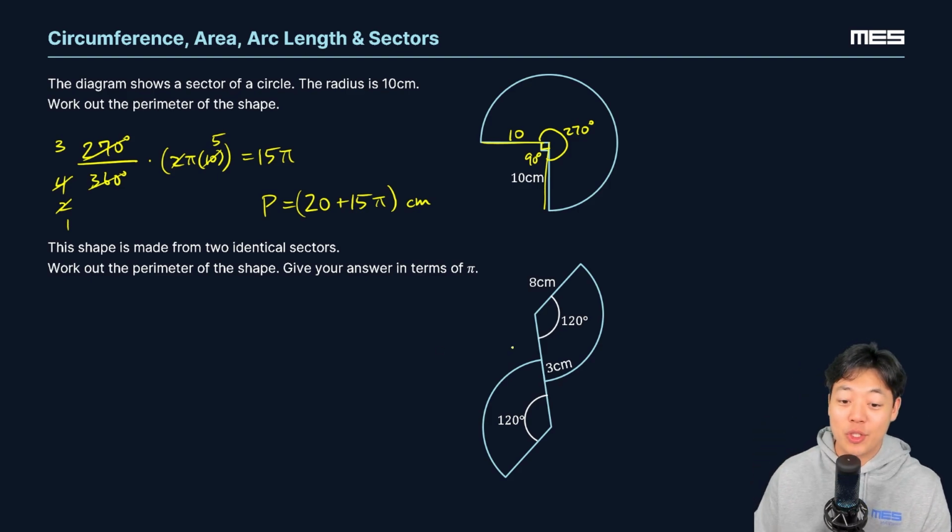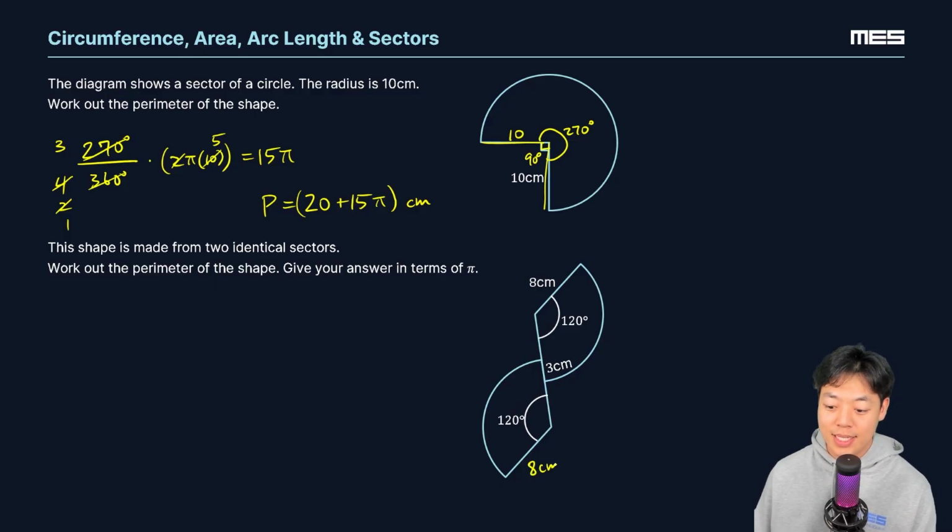This shape is made from two identical sectors right here. So we know this is 8 centimeters. If this value is 3, then we know this is 5 and this is 5. Great. Now all we need to know to find the perimeter of this shape is to find these arc lengths. How do you find them?